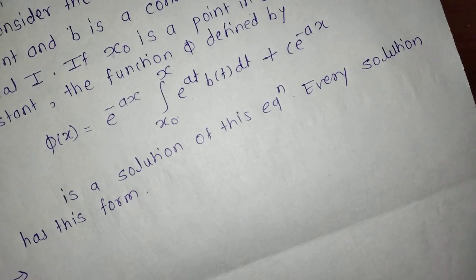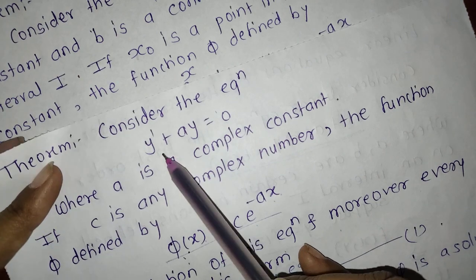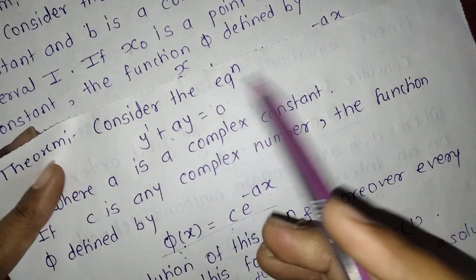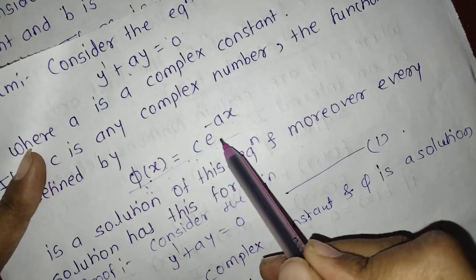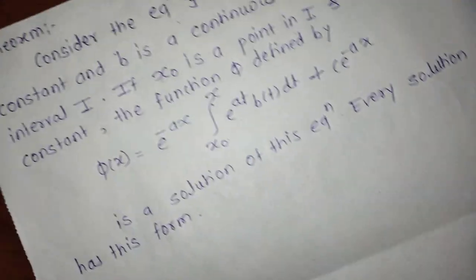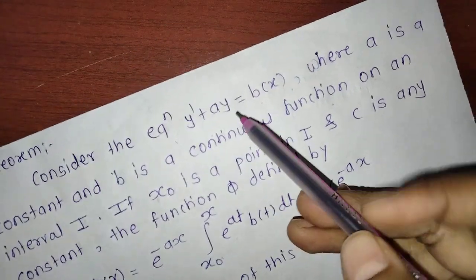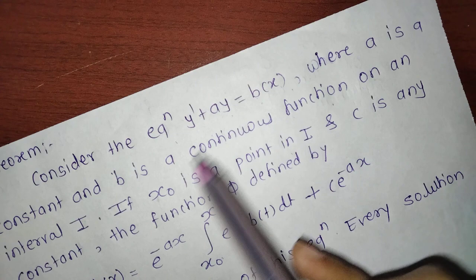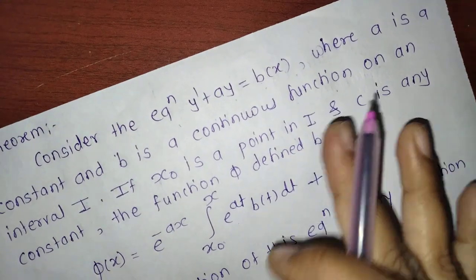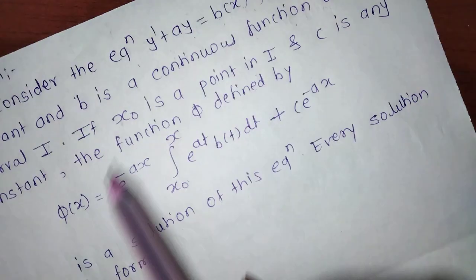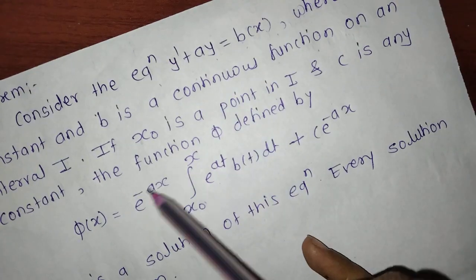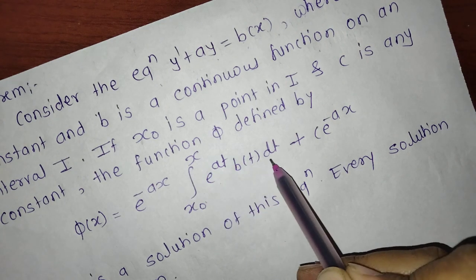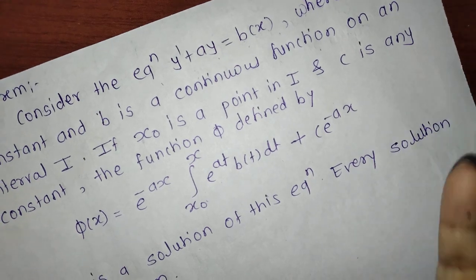In the previous theorem we saw that if the equation is in the form y' + ay = 0, then the solution of this type of equation is in the form phi(x) = c e^(-ax). And here it says that if the equation is in the form y' + ay = b(x), where a is a constant and b is a continuous function, then the solution of this type of equation is in the form phi(x) = e^(-ax) times the integral from x0 to x of e^(at) b(t) dt, plus c e^(-ax).